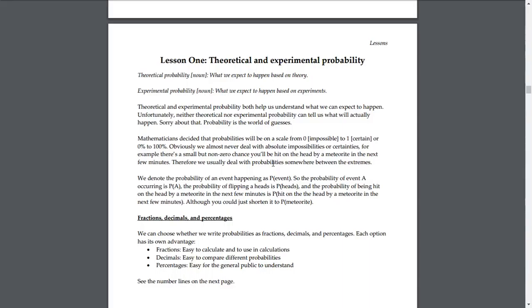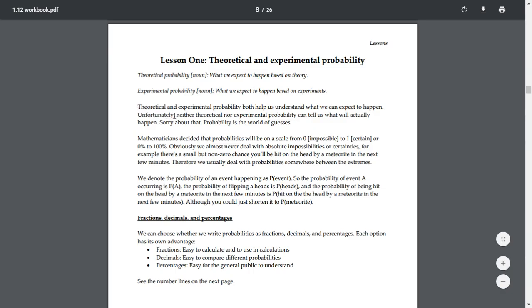At the top of the page, we define theoretical probability, which is a noun, as what we expect to happen based on theory. So, in our heads, pen and paper, calculator, calculations. Experimental probability is also a noun, and it's what we expect to happen based on experiments, by actually doing a simulation. Theoretical and experimental probability both help us understand what we can expect to happen. Unfortunately, neither can tell us what will actually happen.